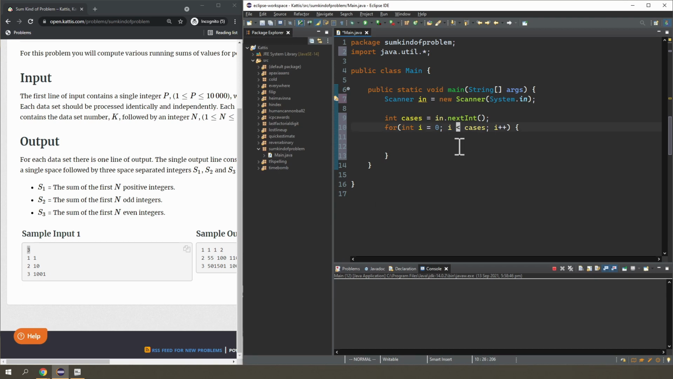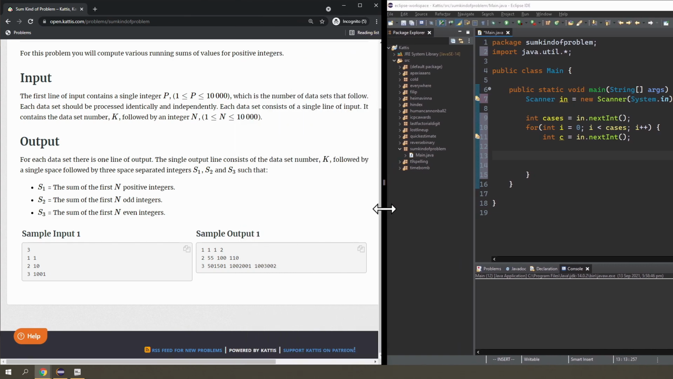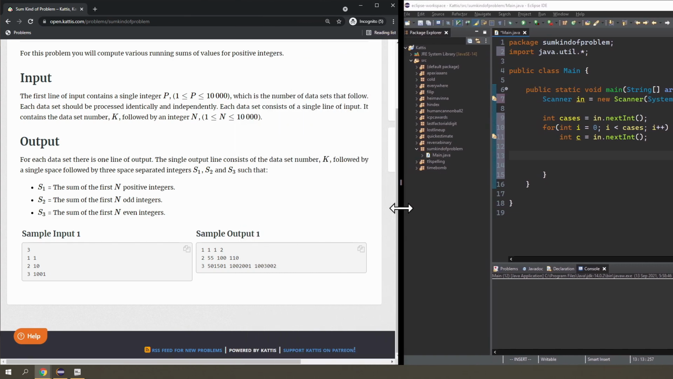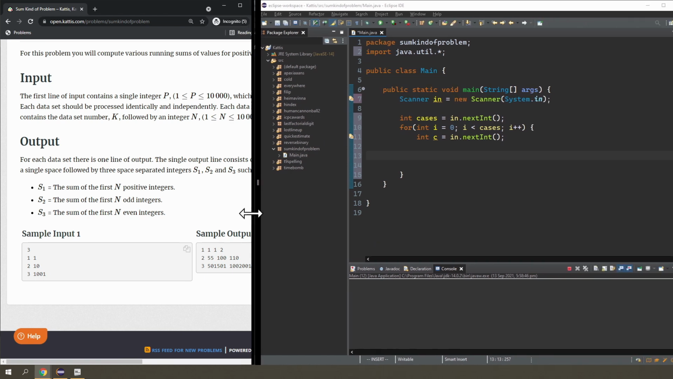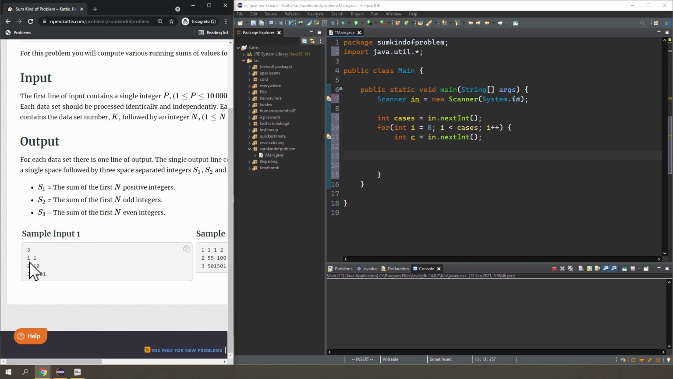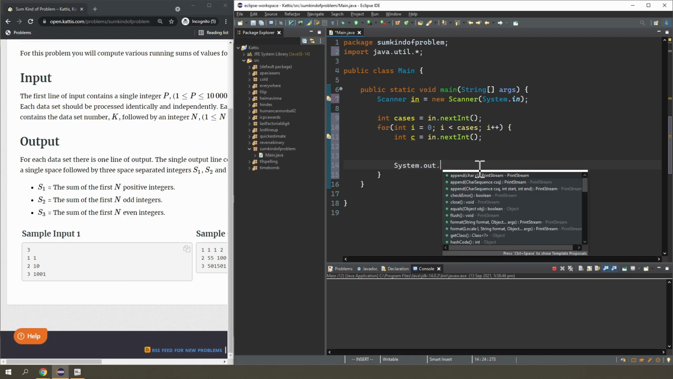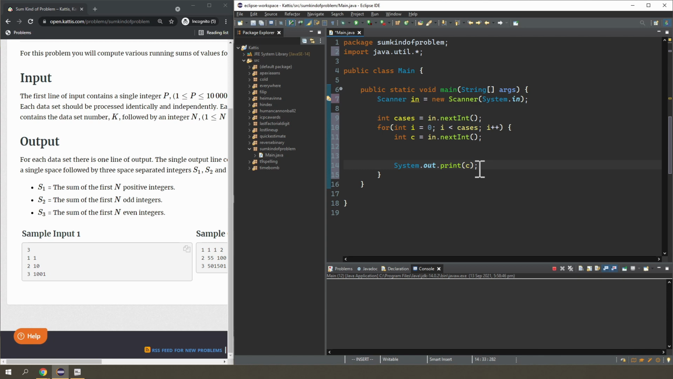So what I'm going to do is I'm going to input that. What do I want to call it? C equal to in.nextInt. And I'm going to output that C. Whatever I read here, I'm going to output it because, I don't know, is there a guarantee that the data set number is in order? No, because they may give you like case 100, case 101, case 102. So safer to just do C.